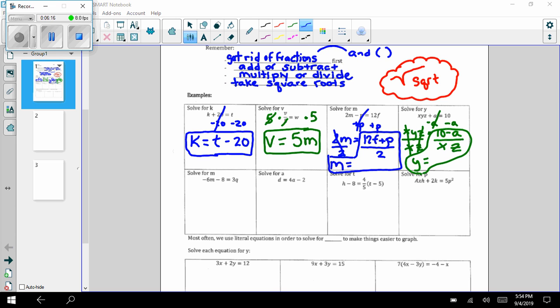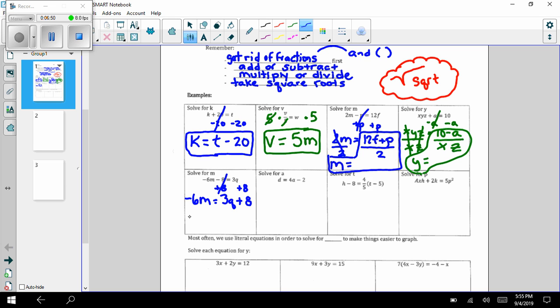Next example down here says solve for M. Again, I'm going to look at my equation. I don't have any fractions or divisions, so I'm going to get rid of the subtraction or the addition first. It says negative 6m minus 8. Opposite of minus 8 is to add 8 to both sides. This side cancels. I make sure I bring down everything I haven't used. And on this side, they're not alike, so I'm just going to bring down my 3q, and I'm going to show plus 8 at the end.